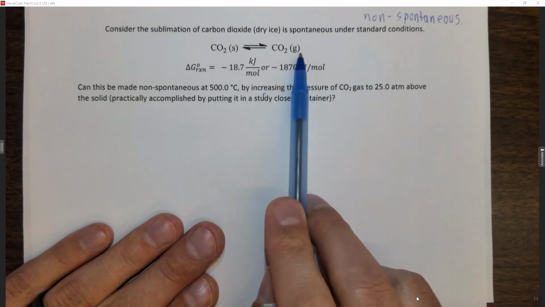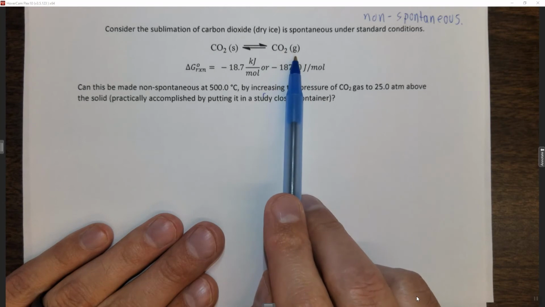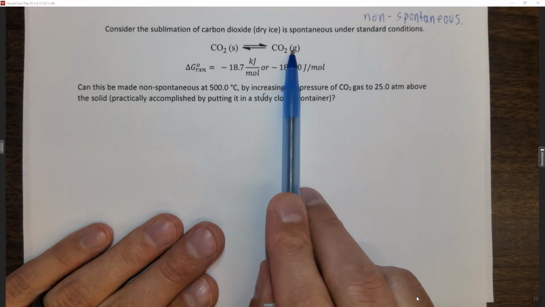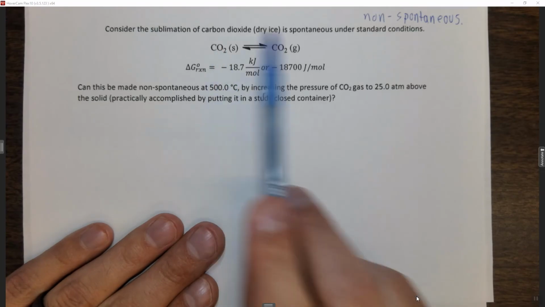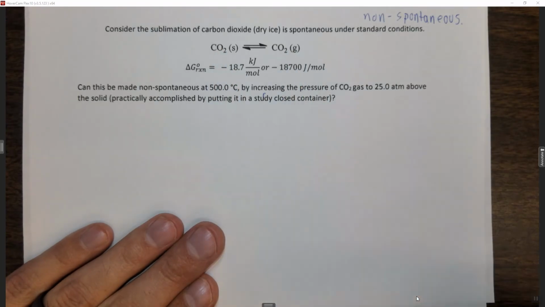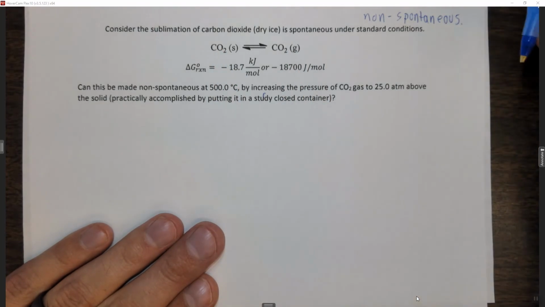We have a large increase in entropy, okay, because we're going from a solid to a gas. Presumably the delta H here is positive because we have a solid forming a gas, so we have to put heat energy in to get a solid to form into a gas.